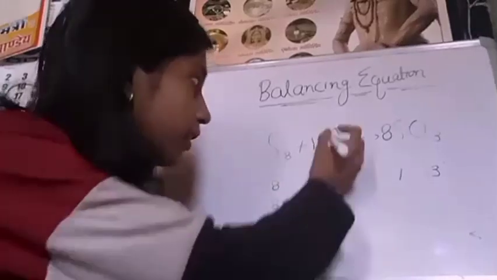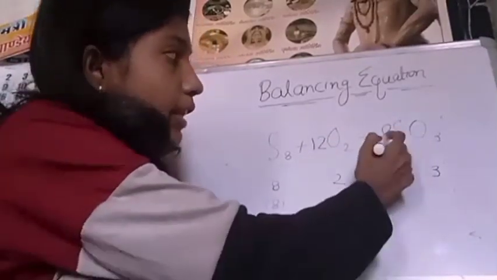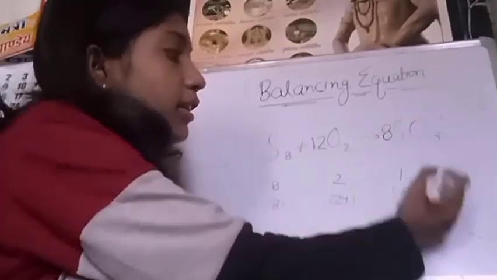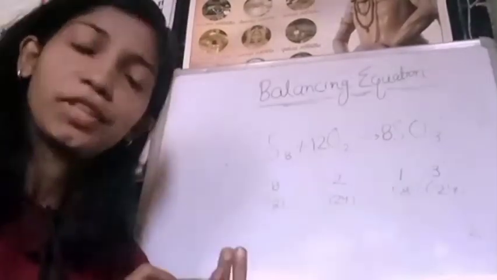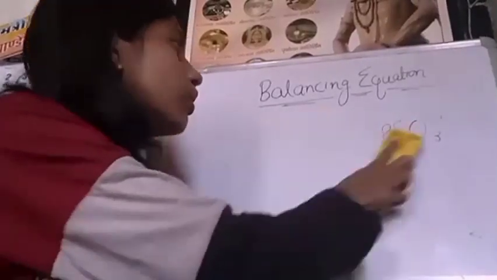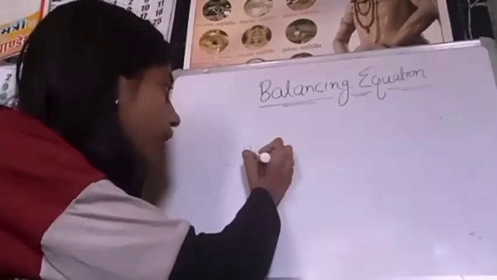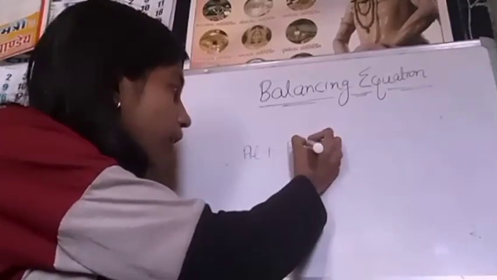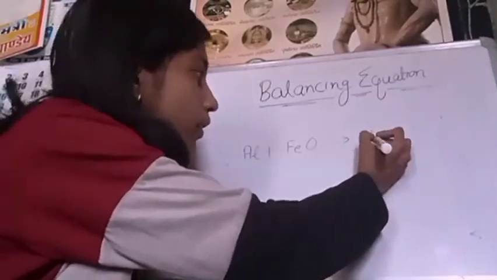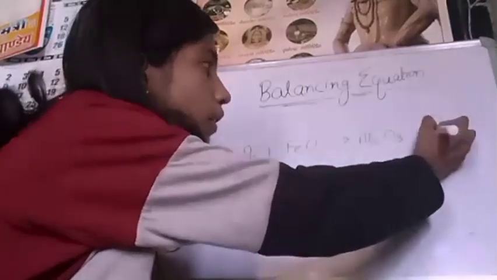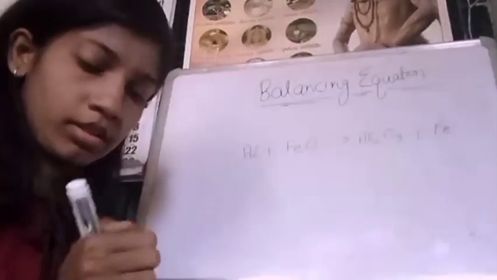8 sulfur, 12 2s are 24 oxygen, 8 sulfur, 8 3s are 24 oxygen. So this equation is now balanced. So I think you understand how to balance the equation. So let's see some more examples. So find out whether the equation is balanced or not. Count.